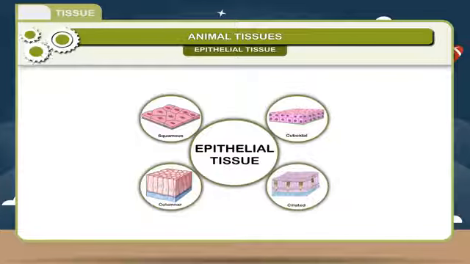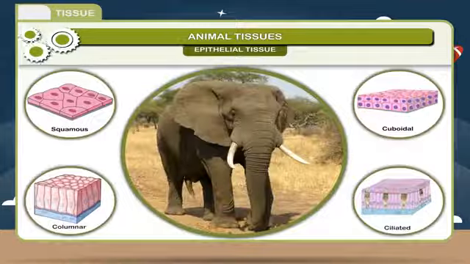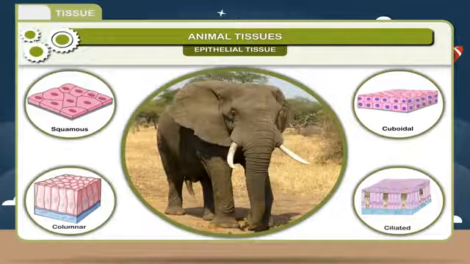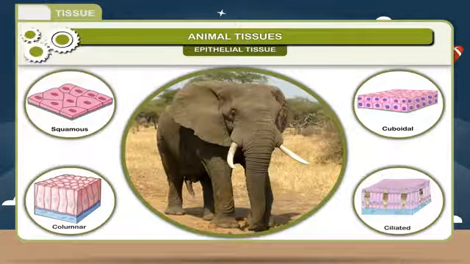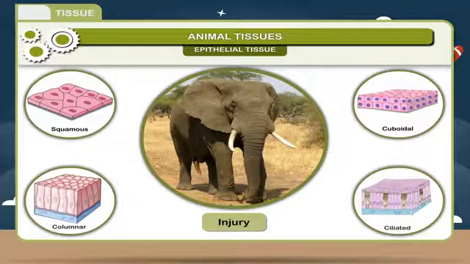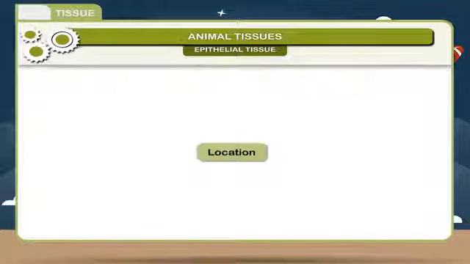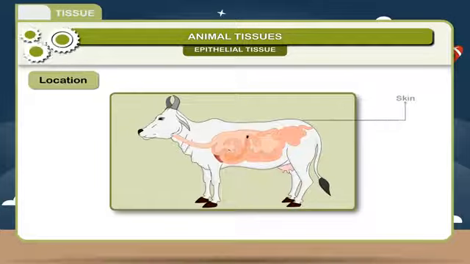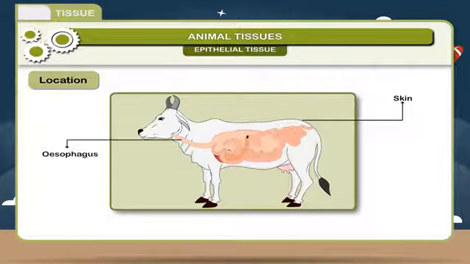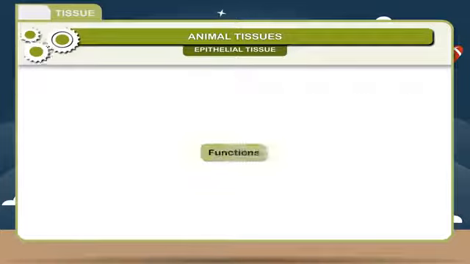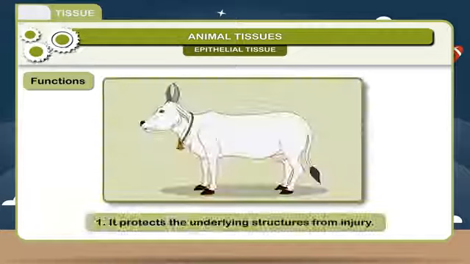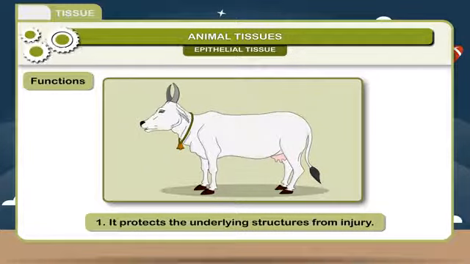The uppermost layer of the skin, which you see, is built of epithelial tissue. It covers the entire body of the animal and covers the internal organs. This tissue protects the underlying cells from drying, injury, and infection. Location. They are present on the outer surface of the skin and line the internal organs like esophagus, stomach, intestine, heart, etc.